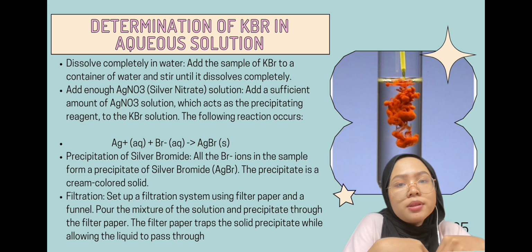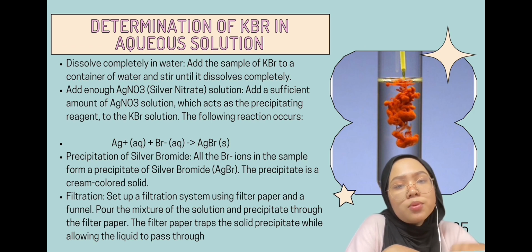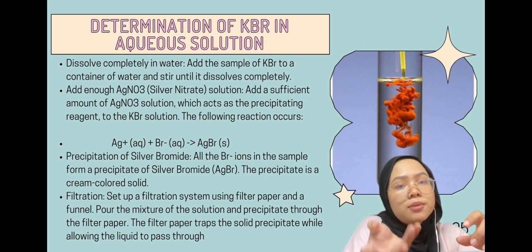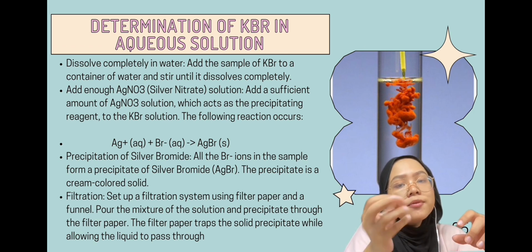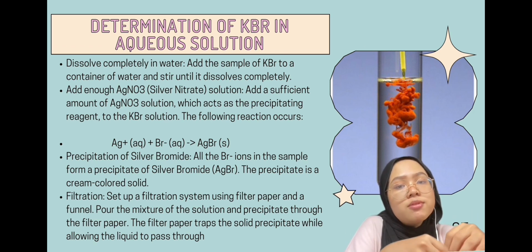To separate the precipitate from the solution, a filtration system is set up using filter paper and a funnel. The mixture of the solution and precipitate is poured through the filter paper, allowing the liquid to pass through while trapping the solid precipitate. The filter paper containing the precipitate, which is AgBr, is carefully removed from the funnel and transferred to a drying apparatus to remove any remaining moisture.